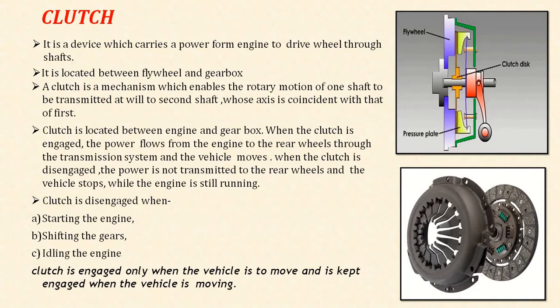Now, the basic definition of the clutch is a mechanism which enables the rotary motion of one shaft to be transmitted, when desired, to a second shaft, the axis of which is coincident with that of the first. You can see the animation in which the engine is connected to the flywheel and the spline shaft, on which the diaphragm plate assembly is mounted, and between the pressure plate and the flywheel is mounted the clutch disc, also called the friction plate. This is the actual view, also shown in the figure. This is the diaphragm plate and this is the friction plate, or clutch disc.